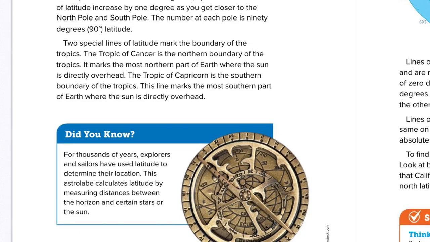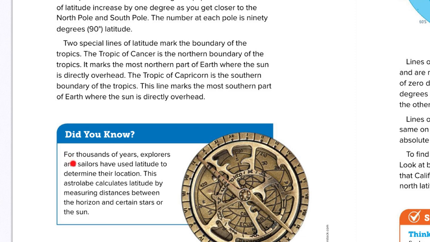2 special lines of latitude mark the boundary of the tropics. The Tropic of Cancer is the northern boundary of the tropics. It marks the most northern part of the Earth where the sun is directly overhead. The Tropic of Capricorn is the southern boundary of the tropics. This line marks the most southern part of the Earth where the sun is directly overhead.